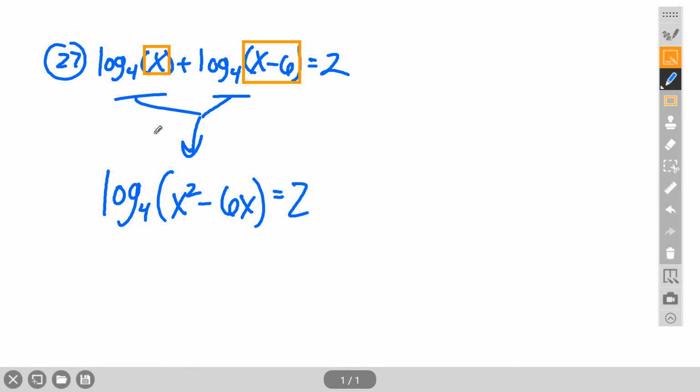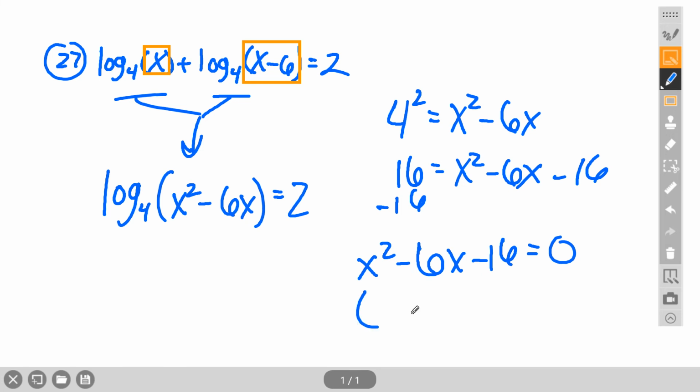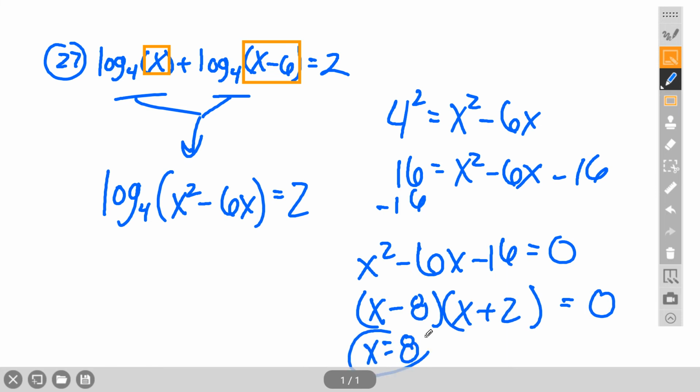Next, we need to change this. Once these are combined into a single log, we have to change this to exponent form. So we get 4 to the second power equals x squared minus 6x. Okay, so that's 16 equals x squared minus 6x. This is a quadratic because of the x squared. So in order to solve a quadratic, we have to set it equal to 0. So x squared minus 6x minus 16 equals 0. And then we need to factor this. This factors into x minus 8 and x plus 2. So we got two solutions here, x equals 8 and x equals negative 2.